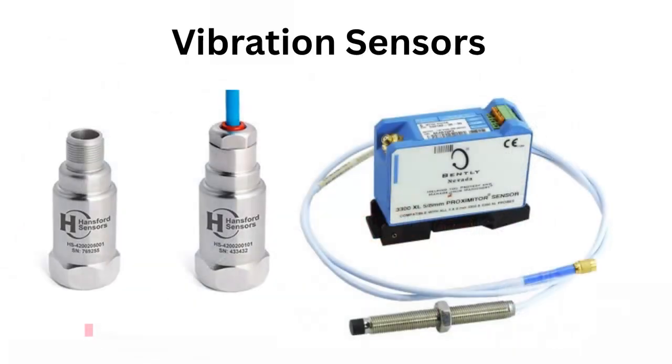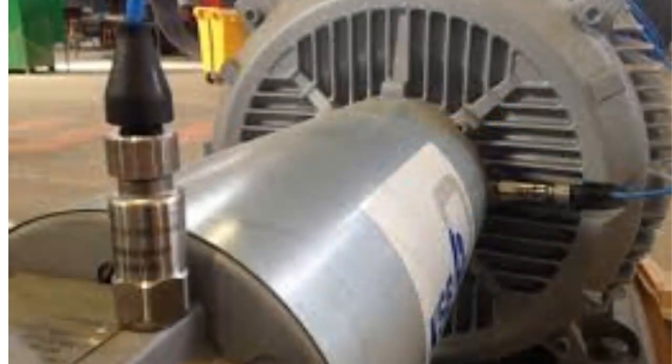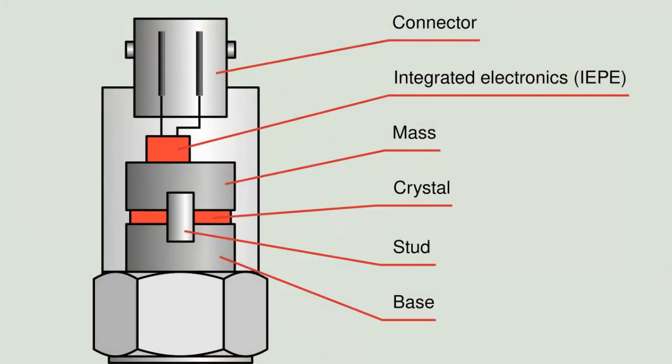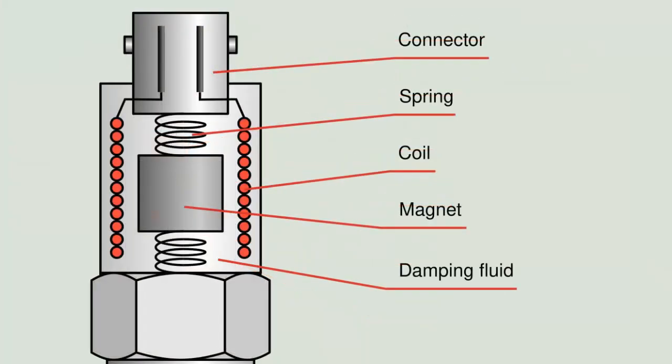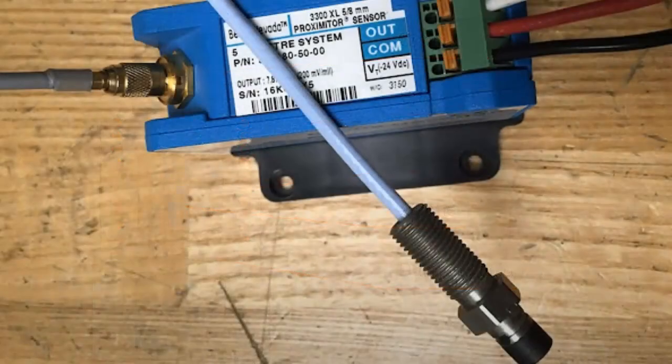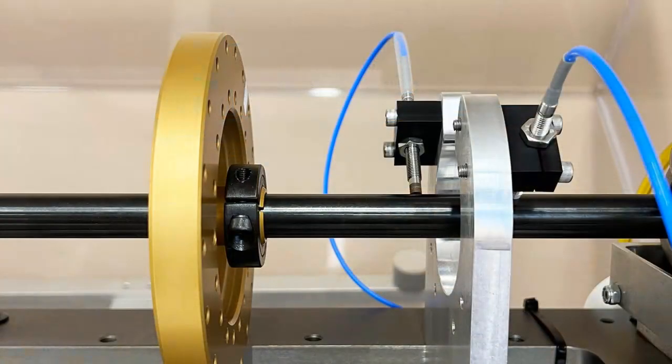Vibration transmitters monitor rotating equipment, pumps, compressors, turbines. Piezoelectric accelerometers measure acceleration. Velocity sensors are used for lower-frequency machinery. Proximity probes measure shaft displacement, used in high-speed gearboxes.